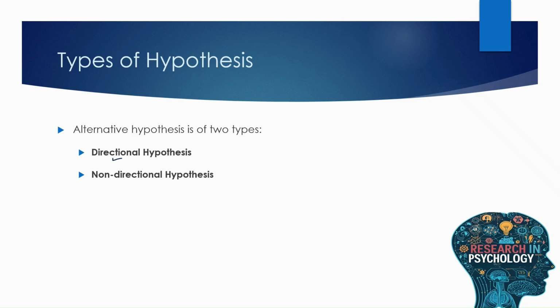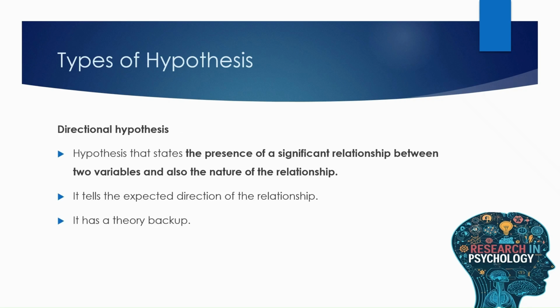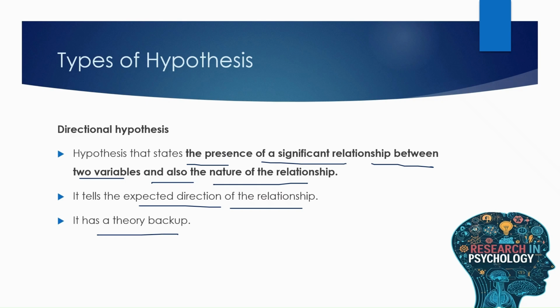First is directional hypothesis and the second is non-directional hypothesis. Let's see what is directional hypothesis. Directional hypothesis is a hypothesis that states the presence of a significant relationship between two variables and also the nature of the relationship or the expected direction of the relationship. It has a theory backup. So directional hypothesis is exactly like alternative hypothesis. Why? Because it states that there is a significant relationship between two variables. In addition, it also tells the nature of relationship or the expected direction of the relationship.